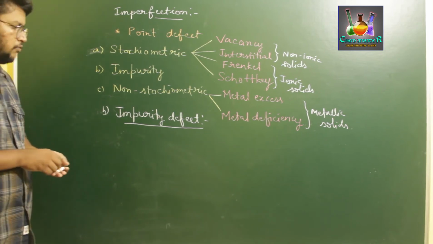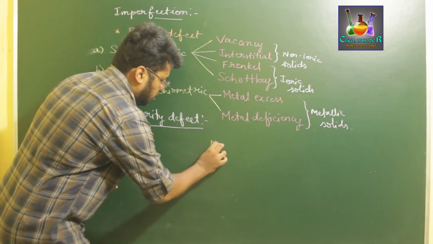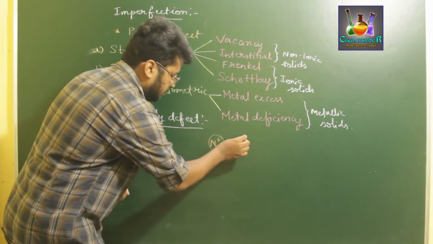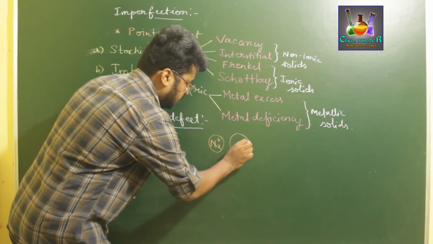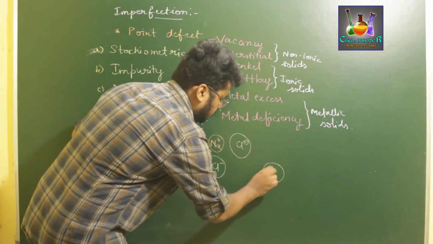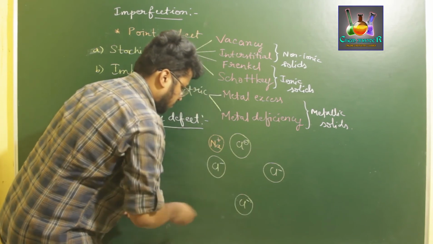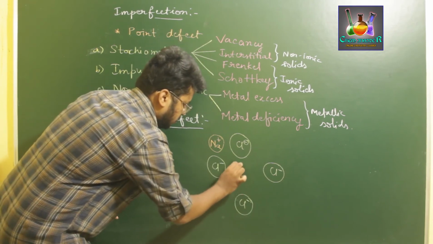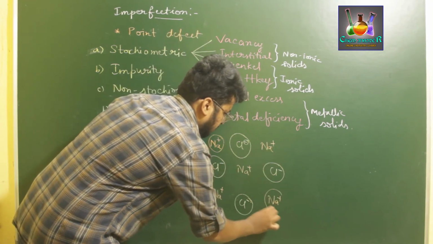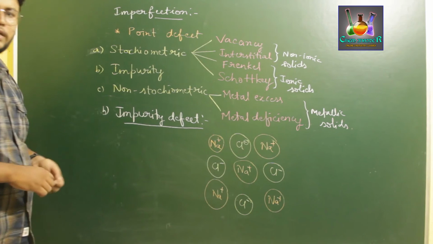For example, if you consider a sodium chloride crystal, let us draw the sodium chloride ion structure. So this is Na, and we have Cl minus with a bigger size, one more Cl minus, one more over here, and we have Na plus in its alternative positions. So this is our NaCl structure.